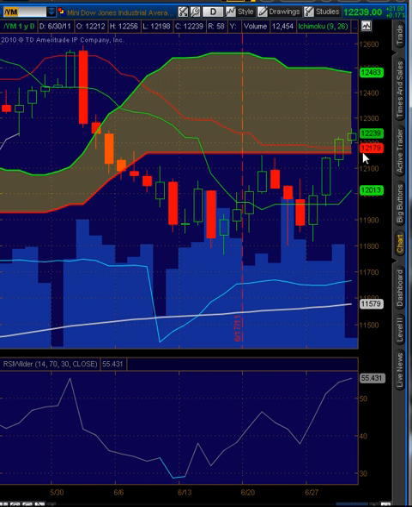Mini Dow is into the cloud now. It popped up past its 12,179 resistance and closed into the cloud. The Dow cloud is quite wide. It ranges from 12,179 to 12,483. So you have a long way to go within the consolidation cloud.